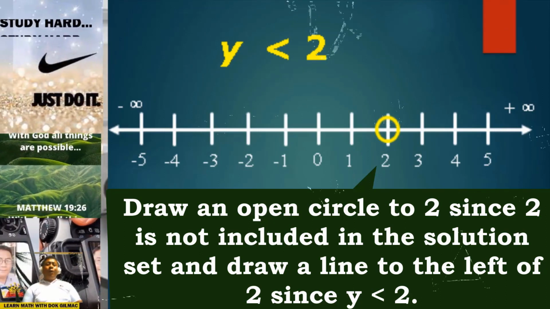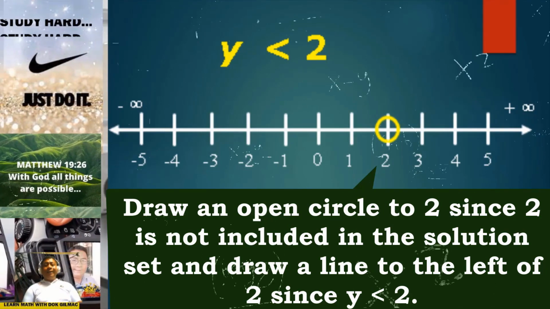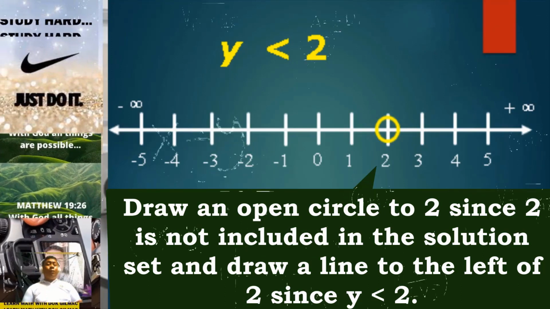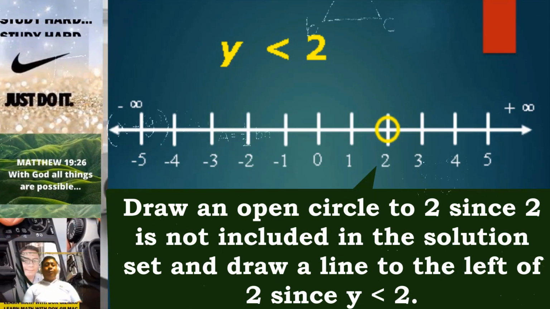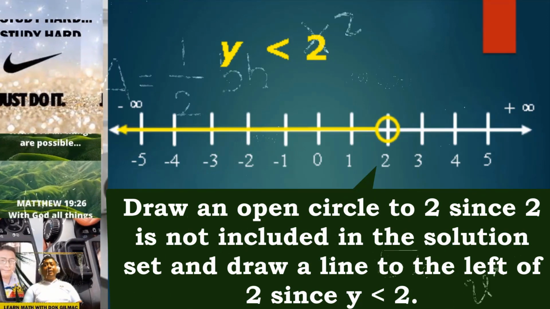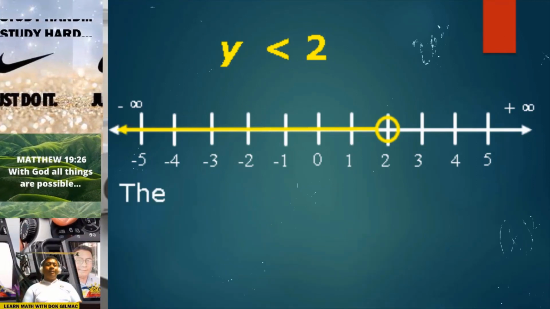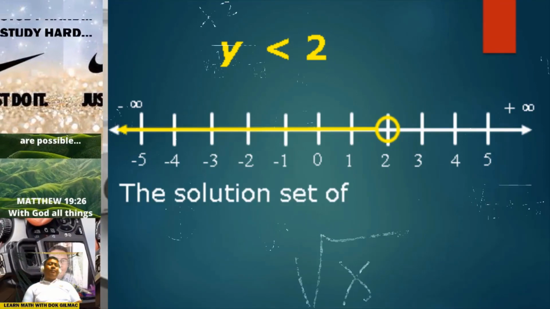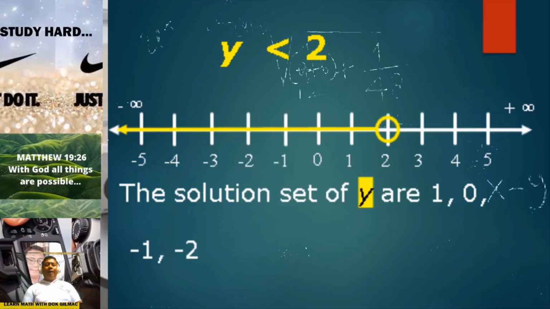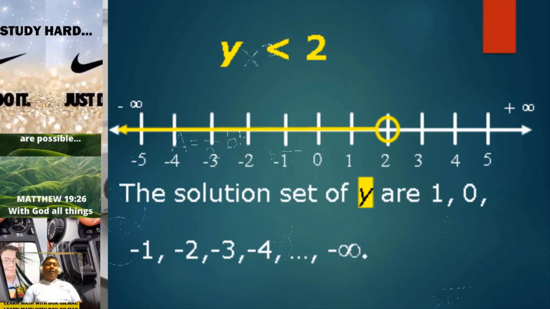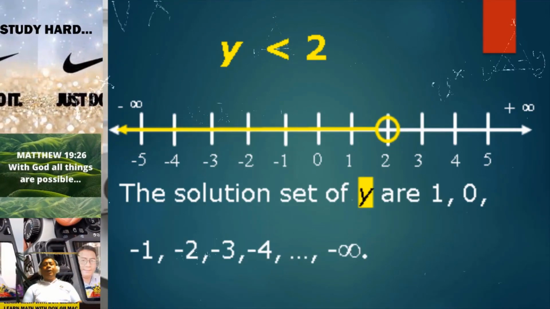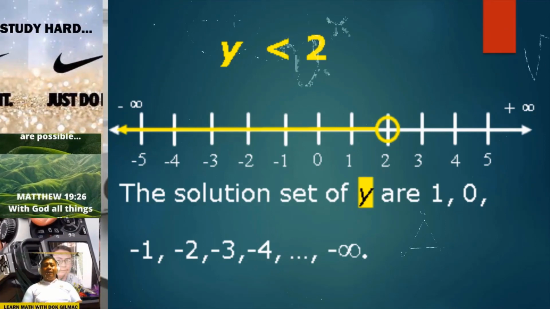And we're going to draw a line to the left of 2, as you can see here. Hence, the solution set of y are 1, 0, negative 1, negative 2, negative 3, negative 4, up to negative infinity.